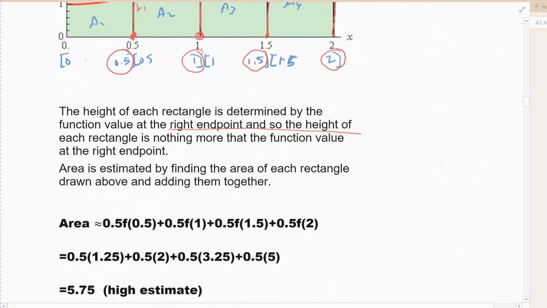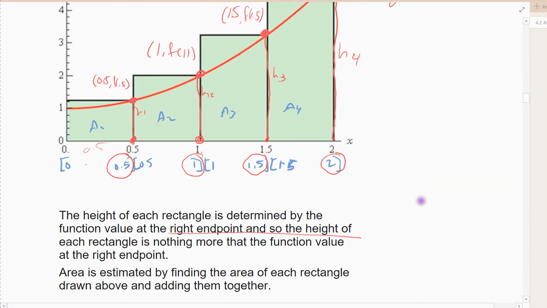And so my first rectangle, area 1, the width here is 1/2. The height would be my function value at 1/2. The area of the second rectangle would be 1/2 times the height at 1. The area of the third rectangle would be 1/2 times the height at 1.5.